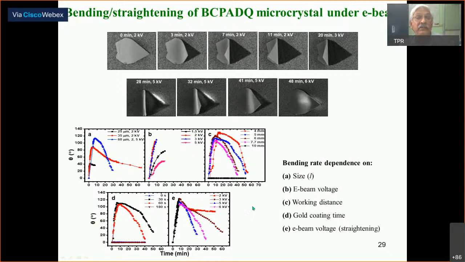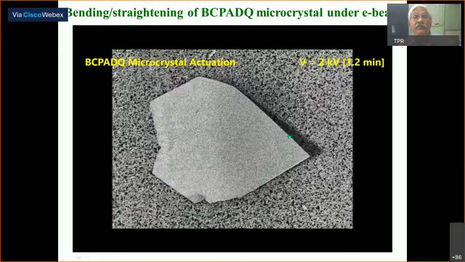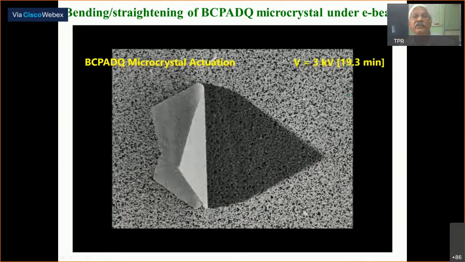We did this trying to figure out what is going on. We varied a variety of parameters, for example, the size of the crystal, the beam voltage, the working distance between the column and the sample, how far the sample is from the column end, the gold coating on the sample, and a variety of substrates. I will not go into details because of our lack of time, but if anybody's interested, we can go a little deeper into this. The important point to note here is that at relatively low voltage, it bends, and at a higher voltage, it can be bent back. Now, this is a small movie to show this. You can see the voltage changing here, and then making it go back.